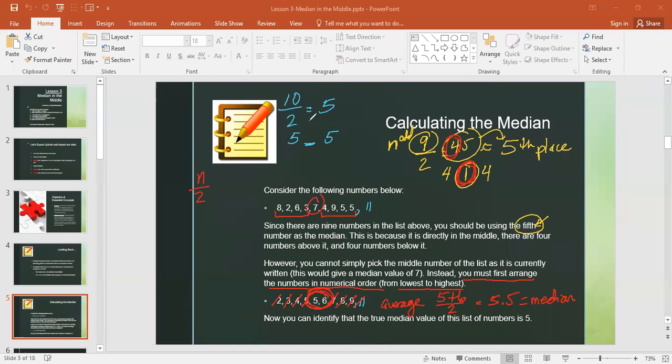Okay. Remember, it's not the value. You're not finding the value of your median here. You're finding the placement of your median. Which number, which place in your data is your median going to be? That's what you're doing here, right? So when your n is odd, you're going to easily be able to find your median. When your n is even, you'll probably have to average the two middle.